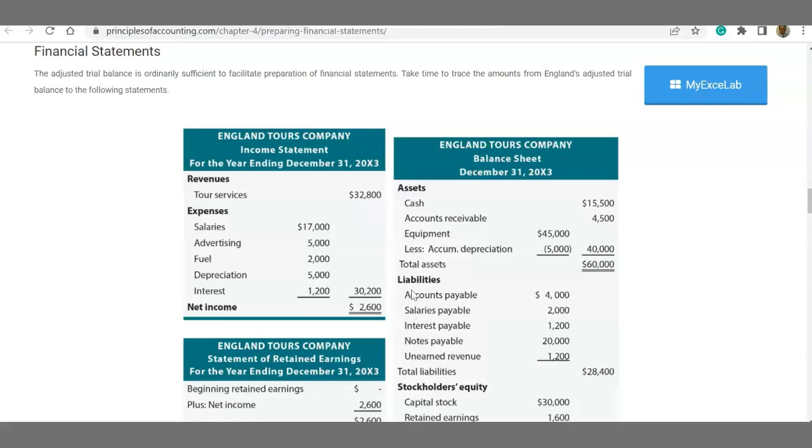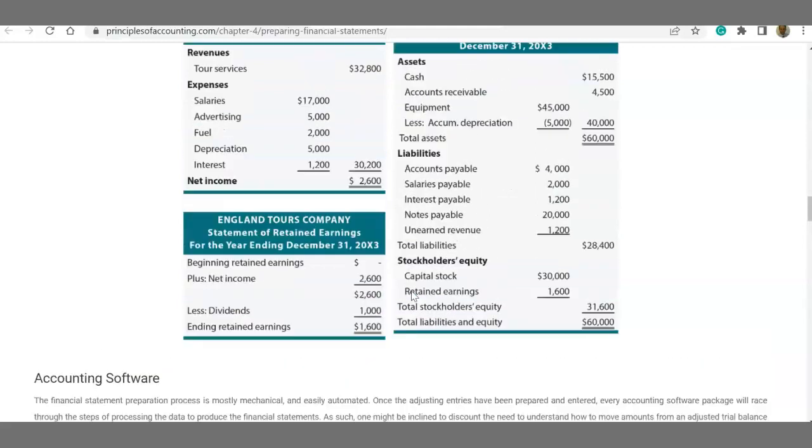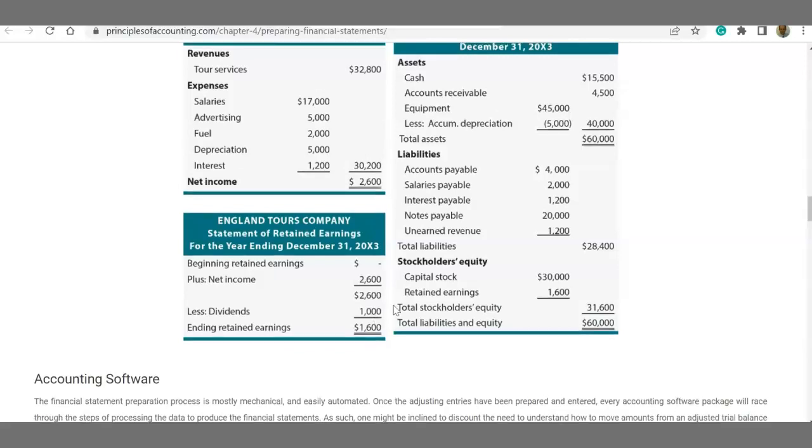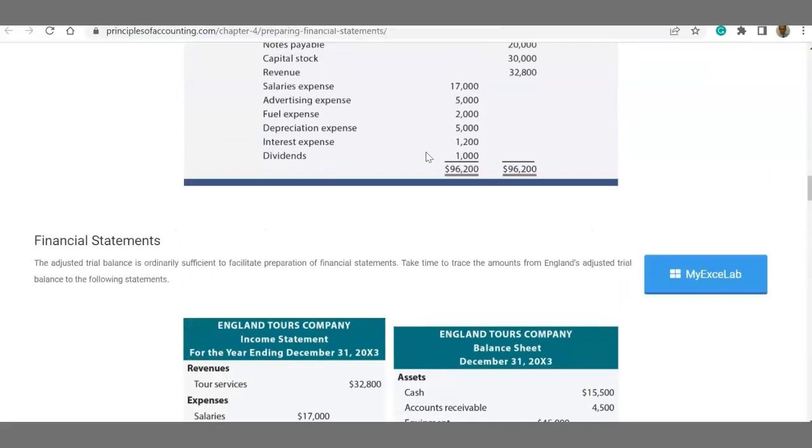Okay. Reporting number two is the statement of retained earnings. If it's a brand new company, your beginning retained earnings is 0, plus net income, which comes from report number 1, add up, minus dividend, which comes from the trial balance here, the dividend right there.